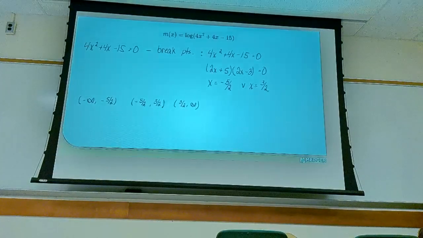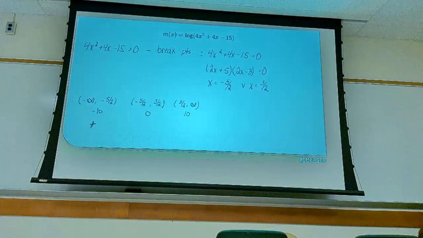Pick a test number in each test interval, which I'm going to write below it, and determine the sign of the quadratic in each one. For each one, -10, that's negative, negative times negative is positive. So the sign in that interval is positive.